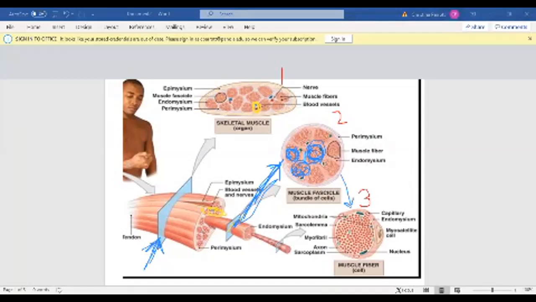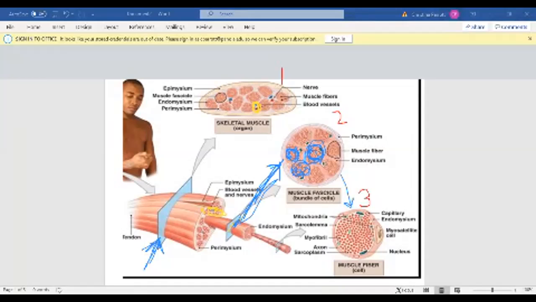So within that muscle fiber picture down there in picture number 3, you can see that a muscle fiber is completely surrounded by a protective connective tissue layer called the endomysium. So endo means on the inside, okay? So this is the connective tissue protective covering on the very inside of that muscle around each muscle cell, okay?